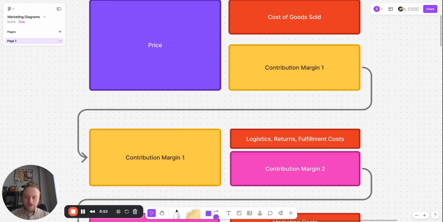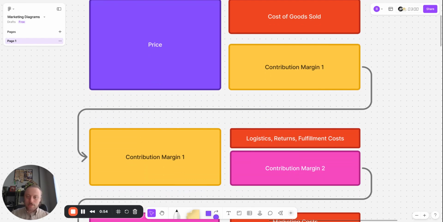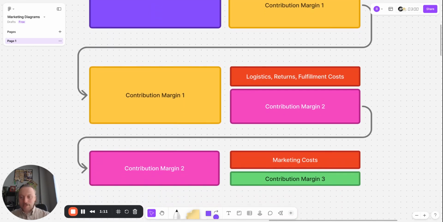You can take this a step further because there's going to be logistics, returns, fulfillment costs, all these additional factors to consider that go into providing the good or the service to the individual. And what's left afterwards is the contribution margin two. Now, the last step in this process is the marketing costs, the amount that you're spending to promote the product, to acquire new customers, to make sales happen. And once you take that out, you're left with what's called contribution margin three.